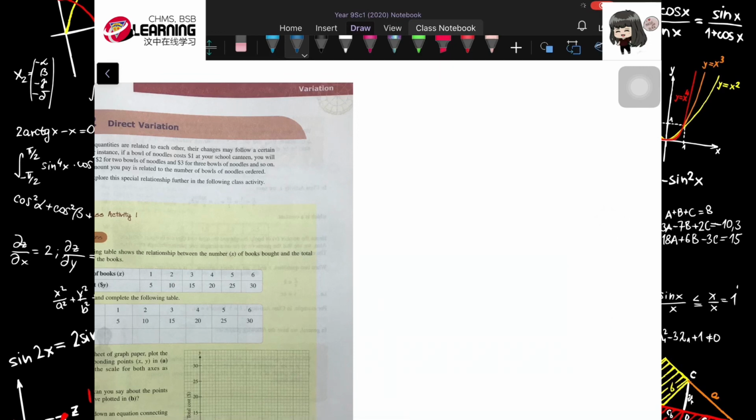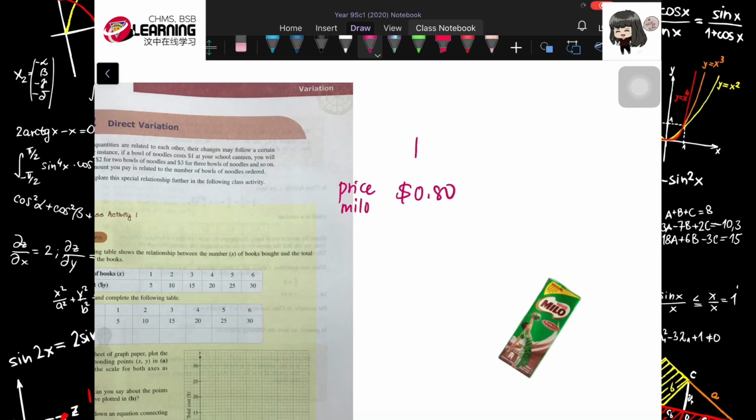Let's say you're going to the canteen. You are going to buy a pack of Milo. The second stall is selling Milo at 80 cents per box. So the quantity of one box is 80 cents. This is the price of the Milo per box. One box is 80 cents, and this is the number of boxes of the Milo: 1 is 80 cents.